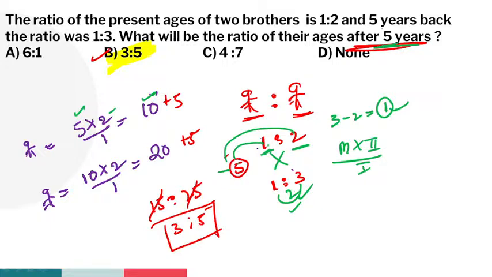After 5 years age ratio, so we add 5 years. After, they said, so we add 5 years. Now 10 plus 5 is 15, 20 plus 5 is 25. Let me calculate. 5 3s are 15, 5 5s are 25. So option B is the right answer, guys.